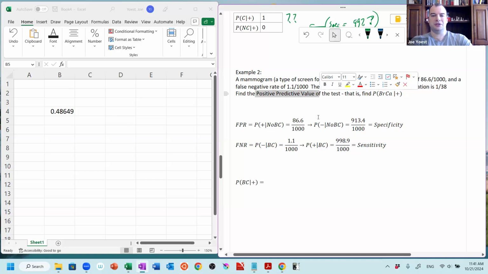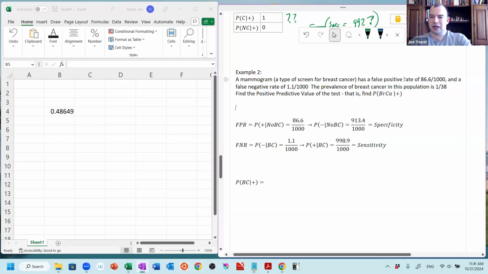Let's find the so-called positive predictive value of the test. In other words, the positive predictive value: how well does a positive test result predict positive patient status? In other words, patient having disease. We want to find the probability the patient has breast cancer given that they tested positive, given that their mammogram was positive.